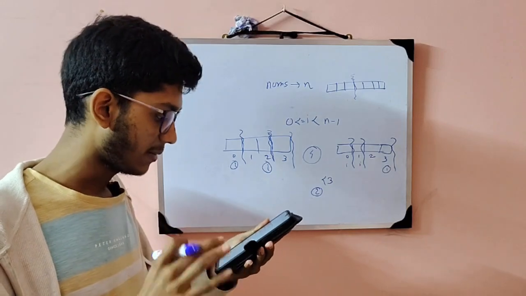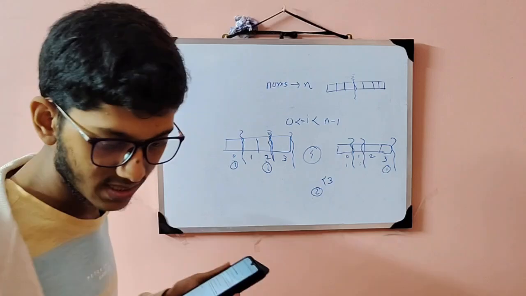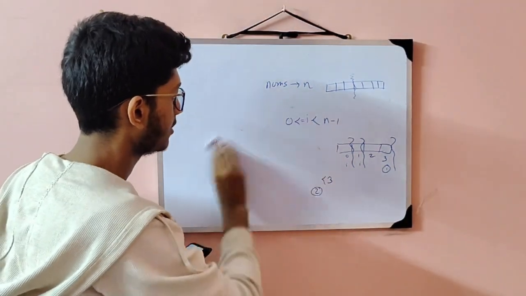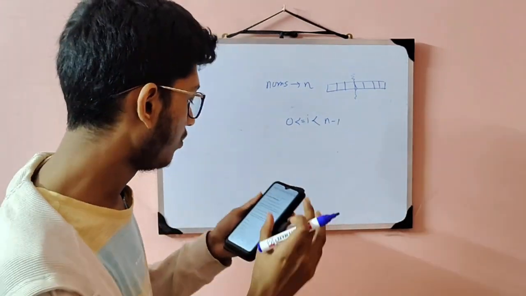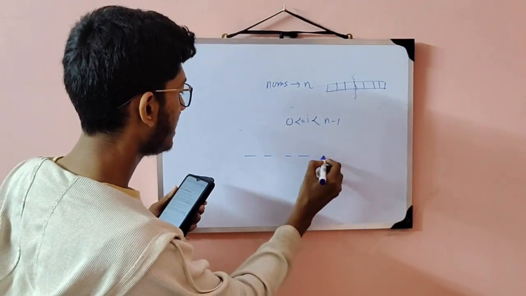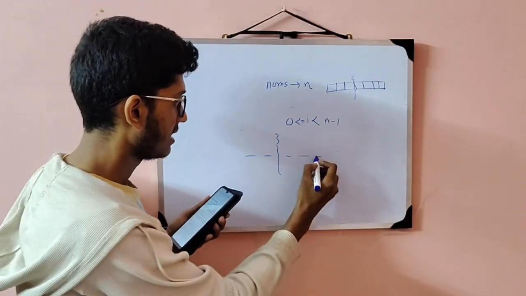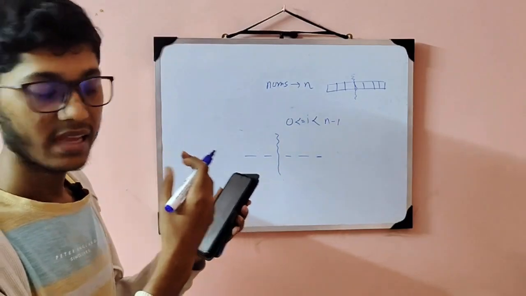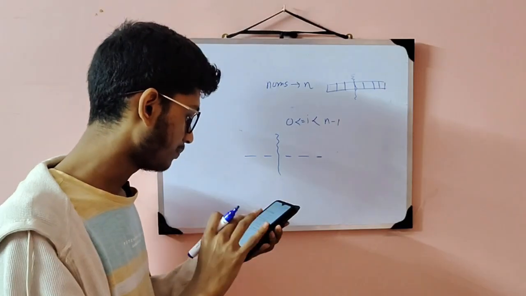And they are saying that it splits the array into two non-empty subarrays. A subarray means a contiguous part of an array, right? So we will be splitting the array into two non-empty subarrays. Non-empty means we can't take the whole array on one side and on the other side there is nothing. So that cannot be done.